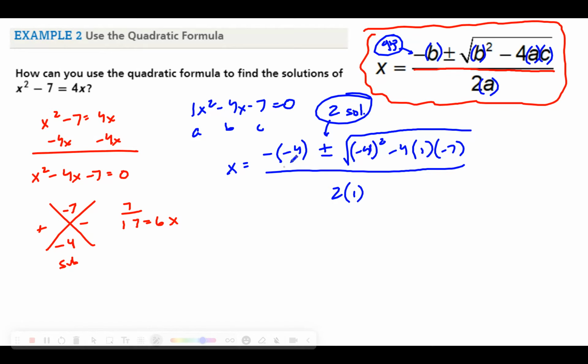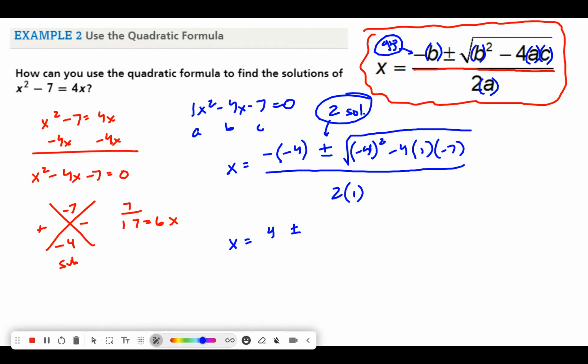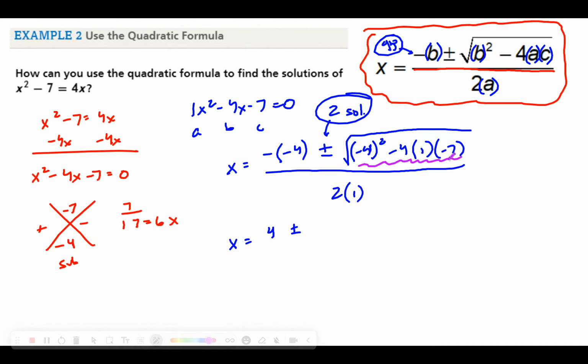So now what I want to do is get three numbers. I'm going to simplify the thing in front of the plus or minus, I want to simplify what's inside the square root, and I want to simplify the denominator. So we get x equals, well, negative 4 is 4, plus or minus. I would just type what's inside here in the calculator, right?